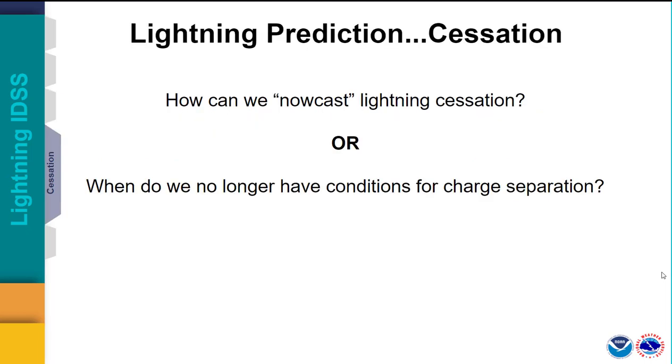Let's turn to the more challenging topic of anticipating lightning cessation. And for this, we're not focusing on silly rules of thumb like the 30-30 rule. Instead, we'll focus on using science to try to understand when we no longer have conditions for charge separation within a convective cell, or within a storm anvil or stratiform region.